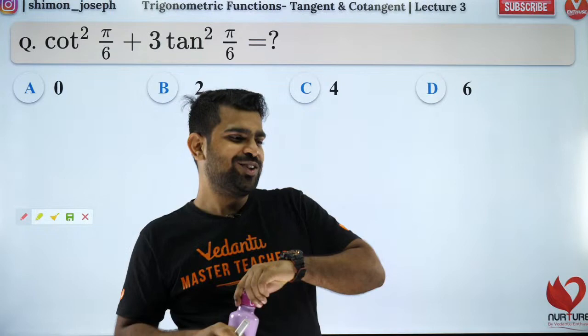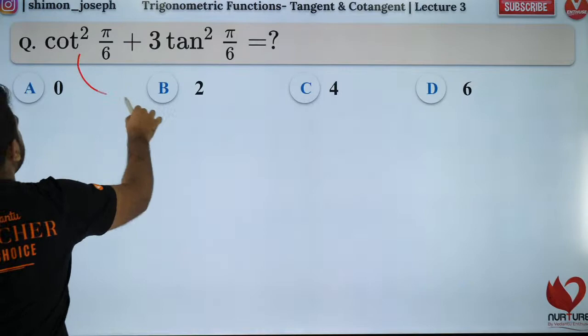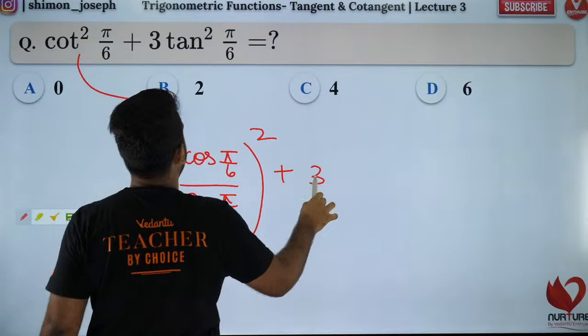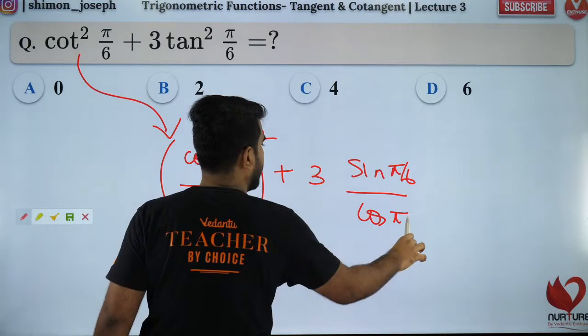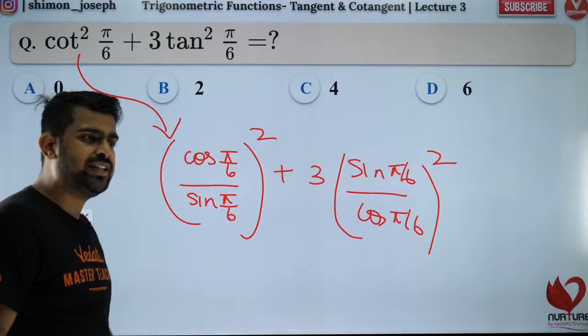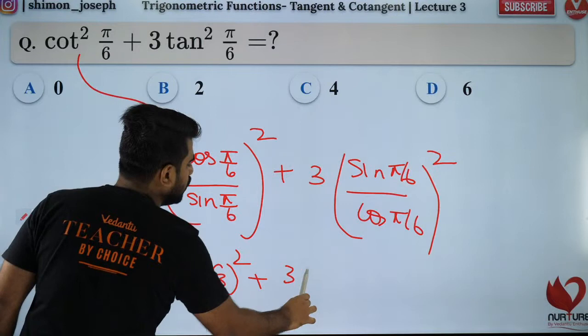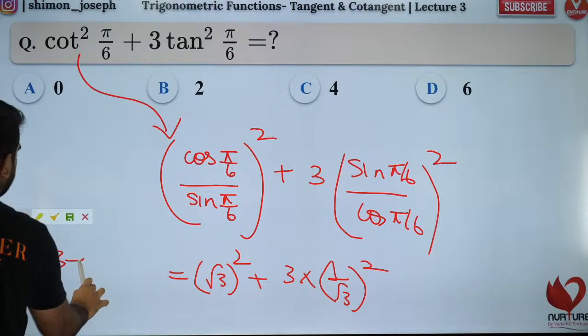Cool. So people, let's solve it. So what is cot square pi by 6? Cot square pi by 6 is cos pi by 6 by sine pi by 6, the whole square, plus 3 times sine pi by 6 by cos pi by 6, the whole square. Is that right, boys and girls? Are you all happy with it? So how do you solve this? Cos pi by 6 is root 3 by 2, sine pi by 6 is 1 by 2. So it will be root 3 whole square, and that will be 3 into 1 by root 3 whole square. So that will be what? It will be 3 plus 3 into 1 by 3.